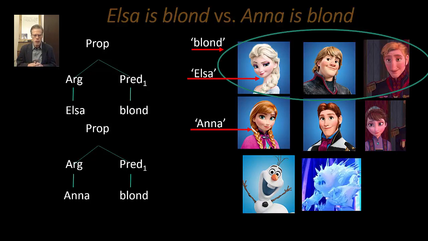What that means for us in terms of the truth value of Elsa is blonde versus Anna is blonde is, when we say Elsa is blonde, we're saying that Elsa is a member of the reference set of blonde. And sure enough, we find Elsa in that reference set. When we say Anna is blonde, we're saying that Anna is a member of that reference set. That one turns out to be false. So Elsa is blonde, true. Anna is blonde, false.